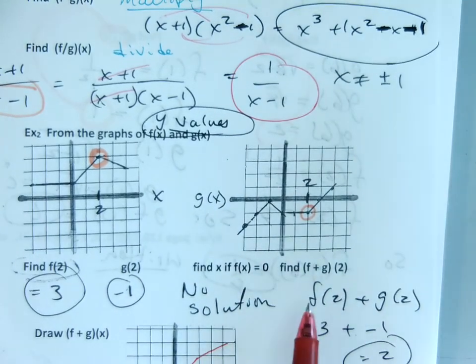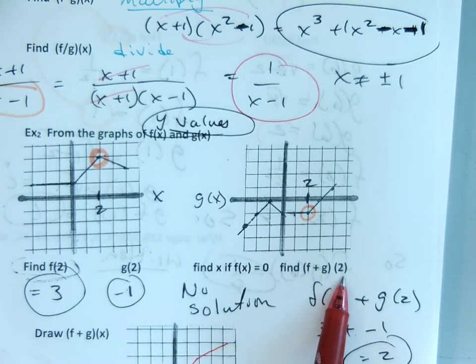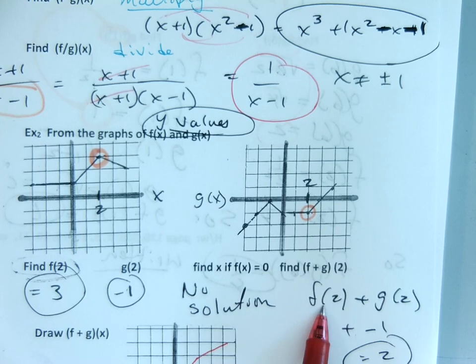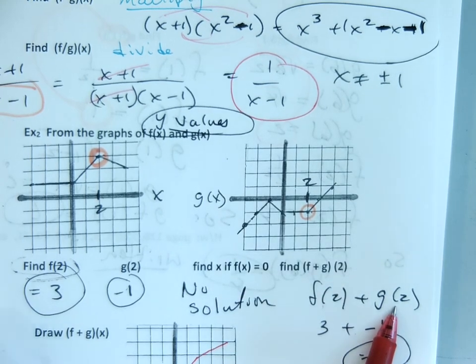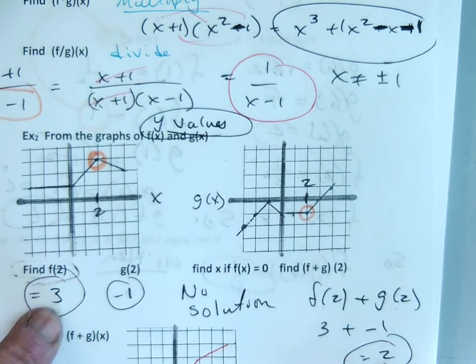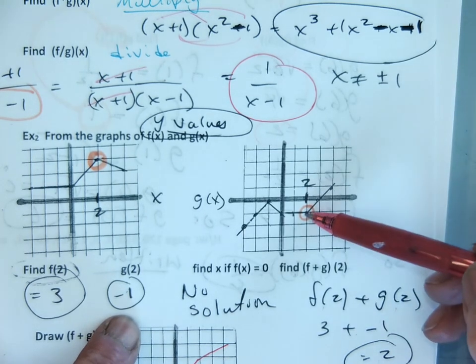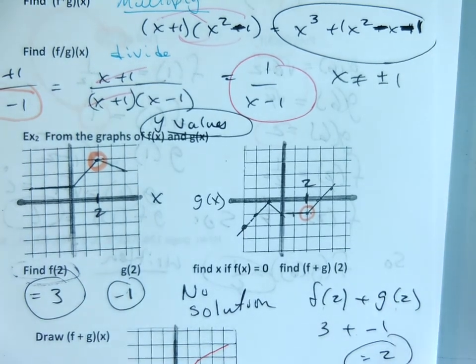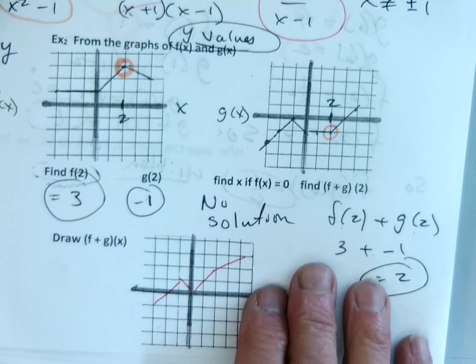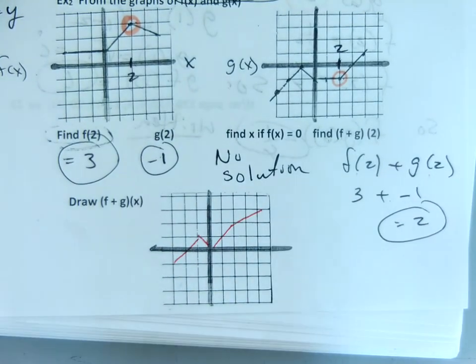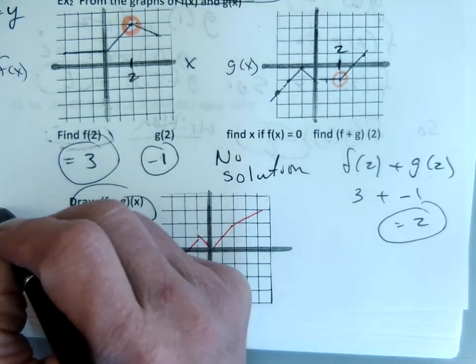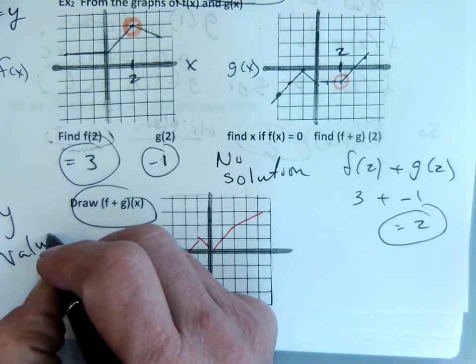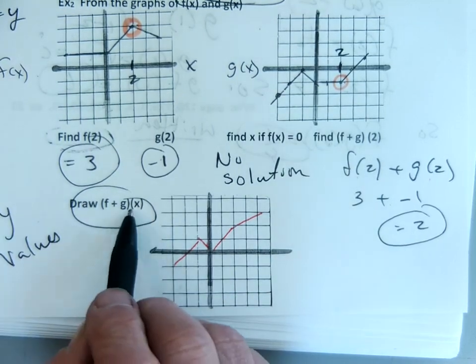Okay, this one says f plus g of 2. What it really means is f of 2 plus g of 2. Well, luckily we did that. f of 2 is 3. G of 2 was negative 1. So we added them, okay? Now, this took a while, and we did this last one on the board together, but to add the two graphs, we're adding their y values. Well, point by point because of x.